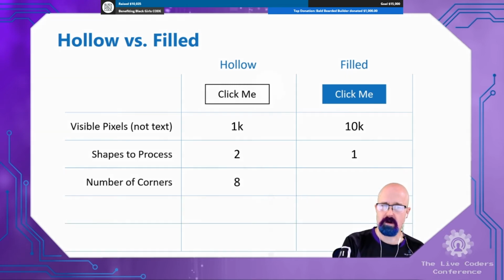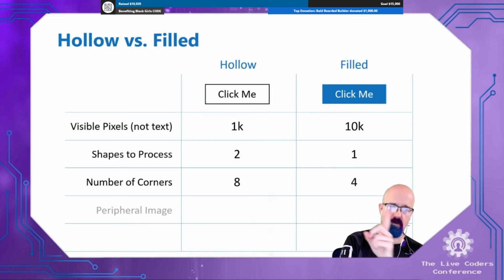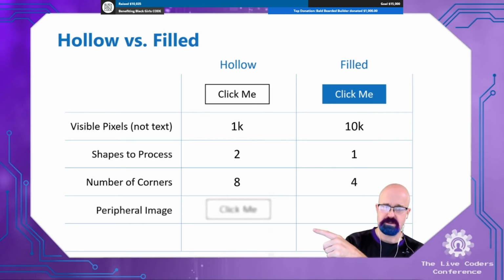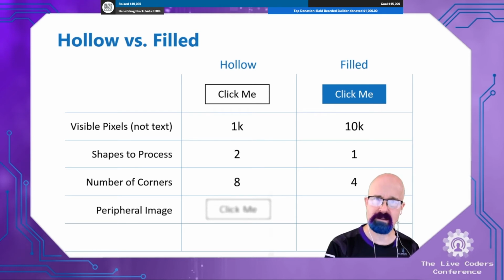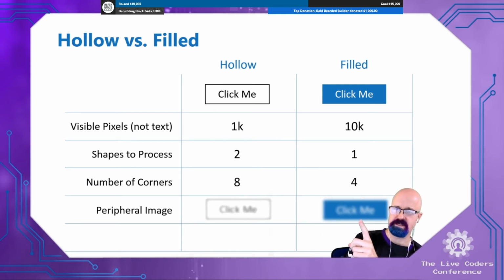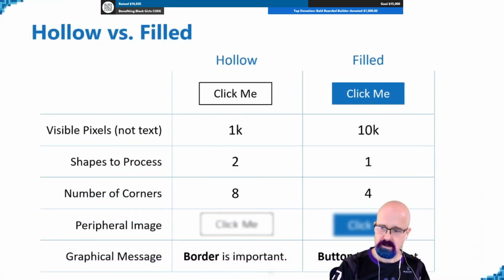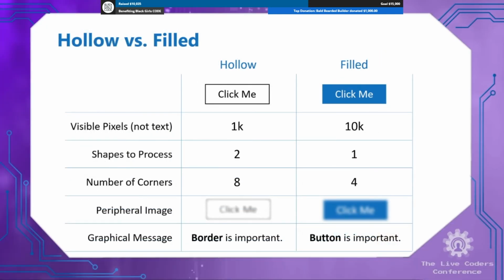Number of corners, there are 8 corners in here because for each corner we actually have 2. So some part of our visual processing has to acknowledge that. 4 over on this side. Peripheral image looks like this. In other words, if I'm not looking at the button and I'm over here, it looks like that. Over here, it's easier to see. And graphical messages, the border is important. And over here, that's the button I want to hit right there. Over on the other side, the graphical message is that the button is important.